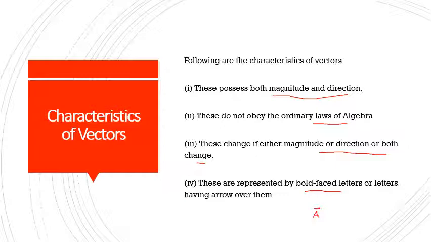So what is the first characteristic? These possess both magnitude and direction. Then second characteristic, these vectors will not obey ordinary law of algebra. And third characteristic is, these vectors will change if magnitude or direction or both. So if any one changes, this vector will change. And what is the fourth characteristic? This will be represented by bold letter, okay, or a letter having arrow over them. So this is the manner we will be mentioning the vector.